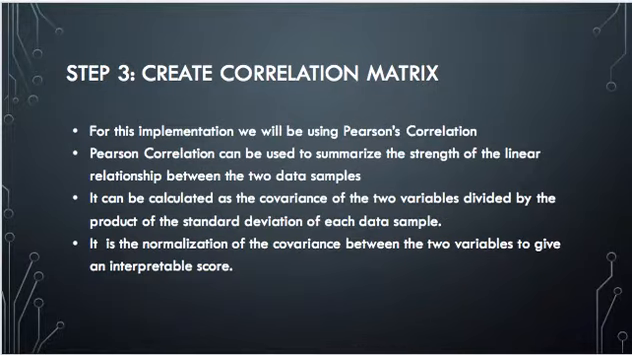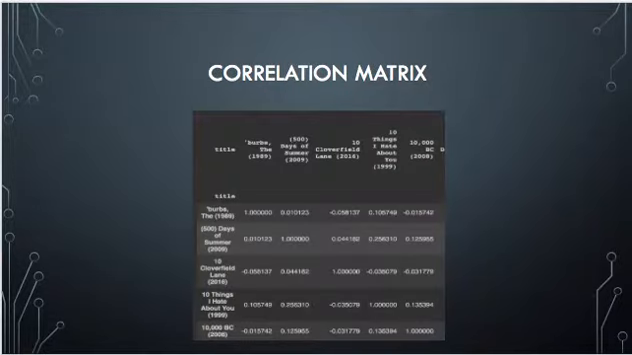Now, for this example, as we needed covariance and standardization, we used Pearson correlation, which can be summarized as the strength of the linear relationship between the two data samples, in this case, movies. It is calculated as the covariance of the two variables divided by the product of the standard deviation of each data sample. It is also the normalization of the covariance between the two variables to give an interpretable score. So how would a correlation matrix look? Well, this is how it looks.